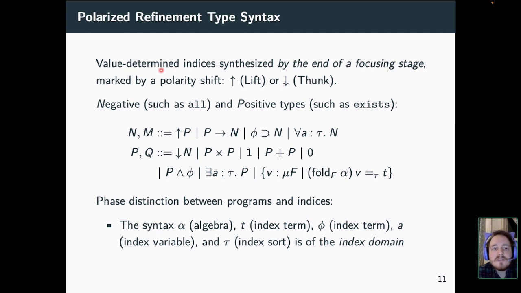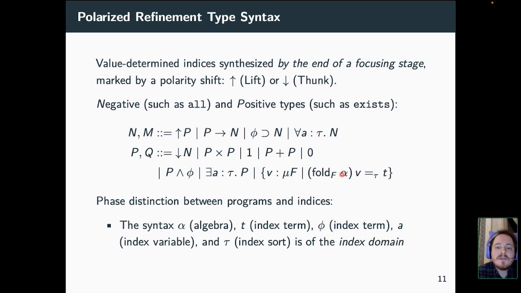Okay, so in our system, these value-determined indices are synthesized by the end of a focusing stage, which is always marked by a polarity shift, which in call-by-push-value terms is a lift or a thunk. In the example, the upshift was implicit. So there is an implicit shift from negative types to positive types.